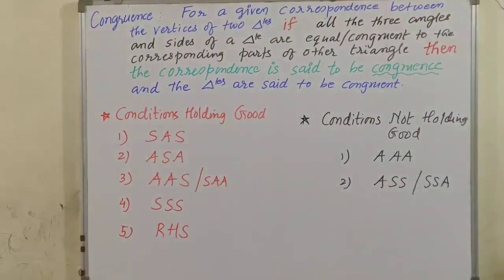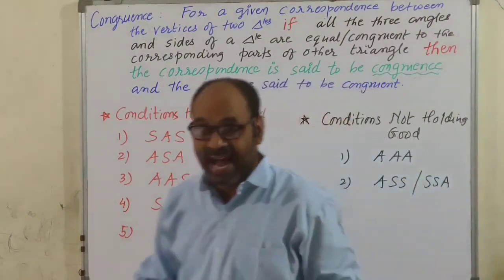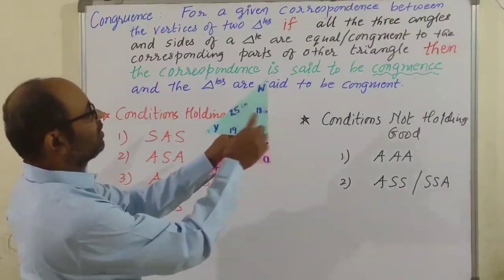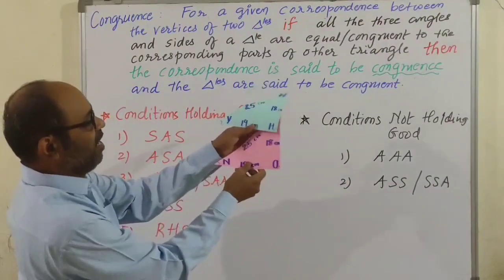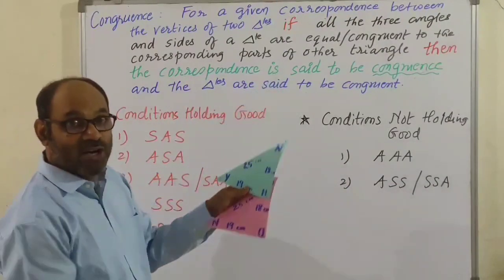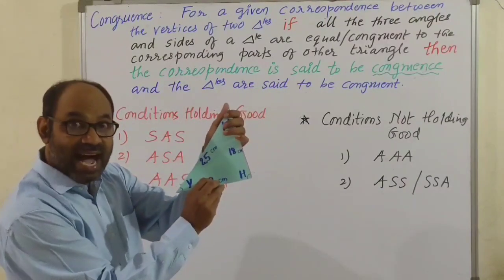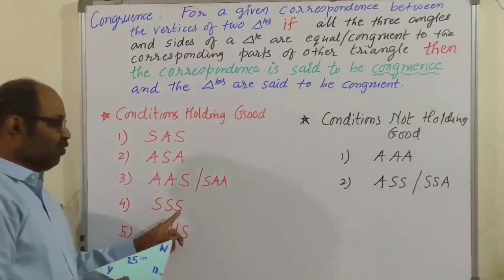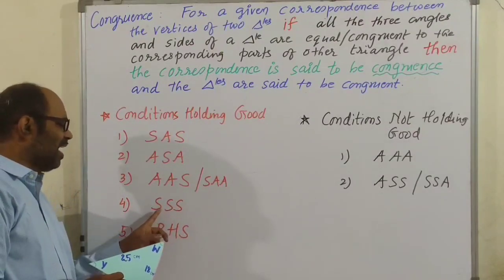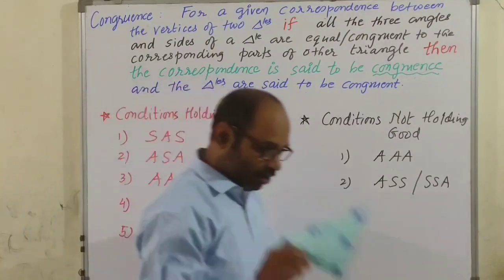The next one is side, side, side. See, all these 3 sides, 25, 19, 18, and 25, 19, 18, they are congruent. So by the SSS condition, the 2 triangles are congruent. If you write it in reverse, it is one and the same, side, side, side. Correct? So they are congruent.